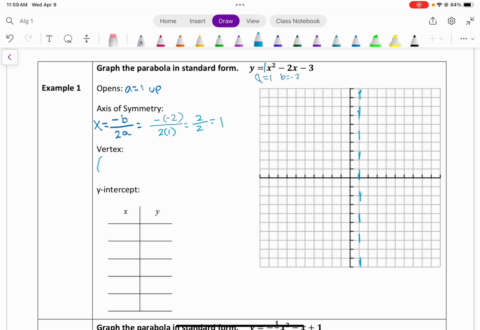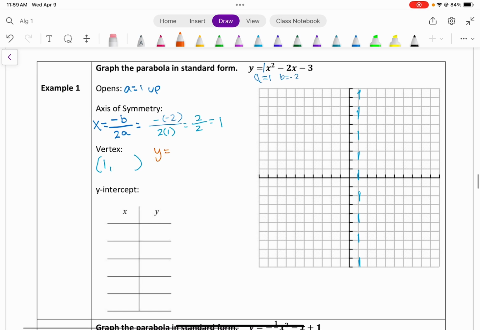Now my vertex, if I have my axis of symmetry, I can use that to find my vertex, right? Anytime I have an x value, if I substitute that into my equation, I can find the corresponding y value. So when I do those order of operations, I'm going to end up with negative 4. When x is positive 1, y is negative 4. I'm going to graph that. There's my vertex. And notice it landed right on our axis of symmetry, because our axis of symmetry should always go through our vertex, because those are both in the middle of the parabola.